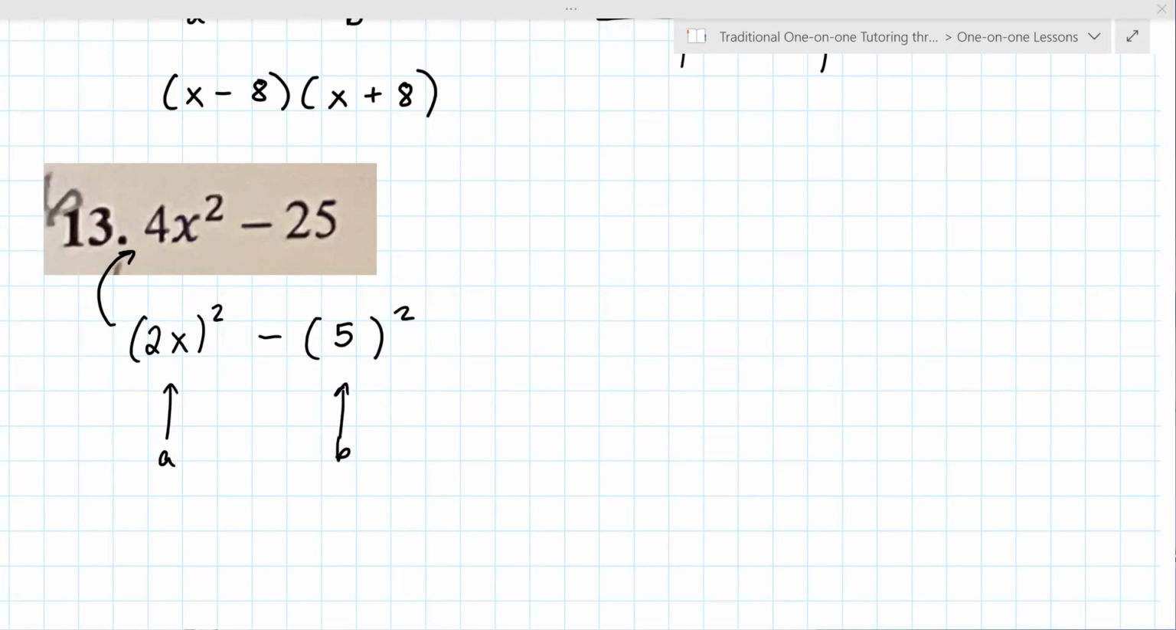Okay, let me write that down. Okay. Here we go. So the answer is 2x minus 5. And then it's the same thing, but this time with a plus, 2x plus 5. Okay.